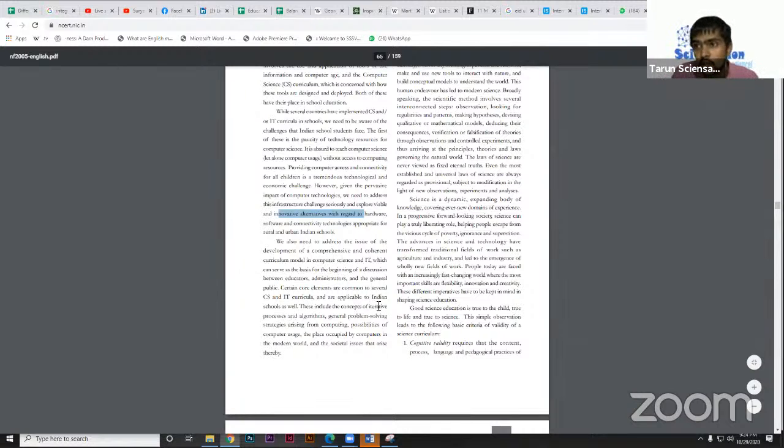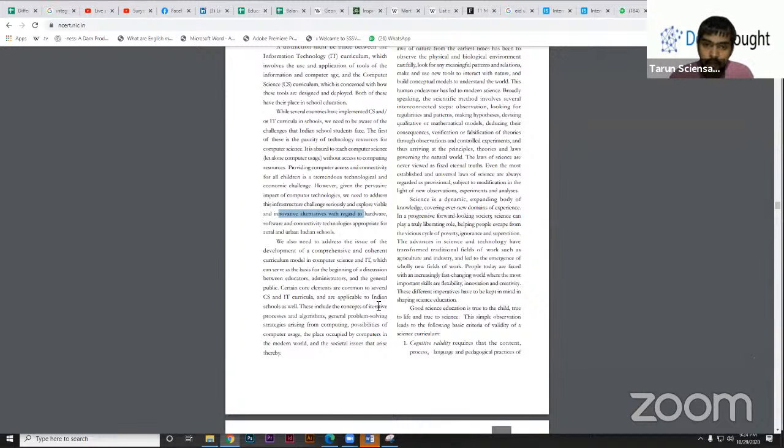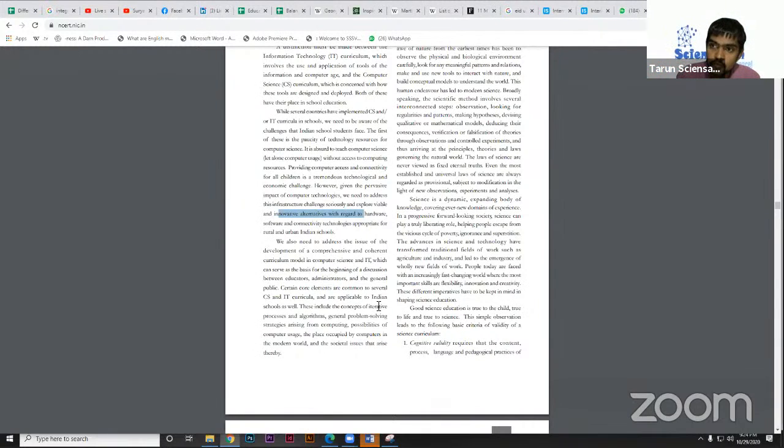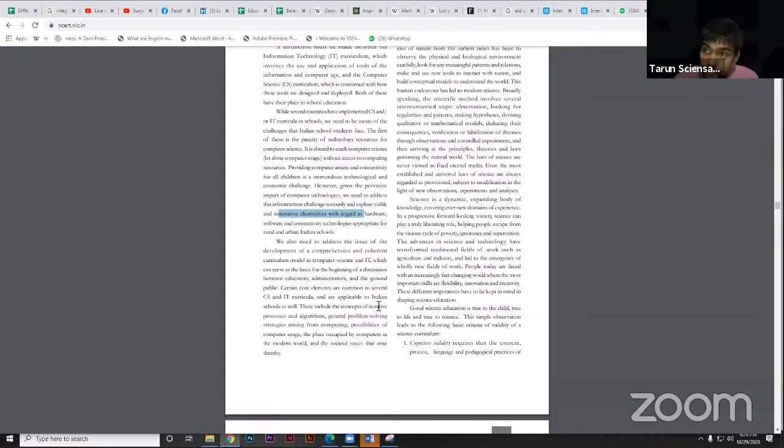Iterative processes and algorithms. I think this is something which we learn from computer science. When I talk of iterative processes, that's a vast area. One is in terms of how you repeat it, and one more in an evolutionary context in terms of how you iterate and evolve and how you get better, and also general problem solving strategies which come from computing.